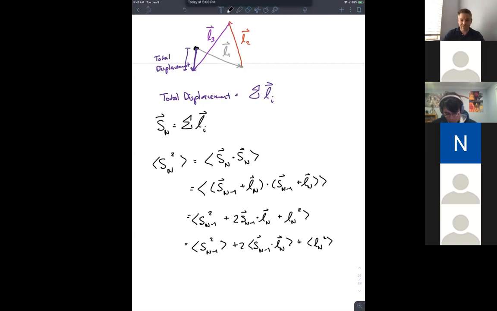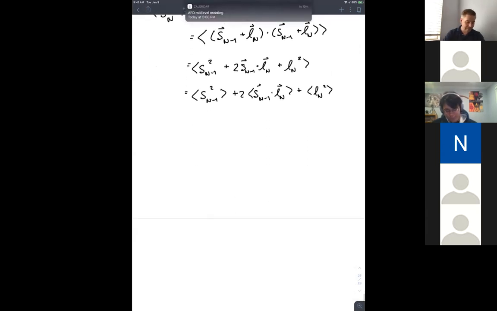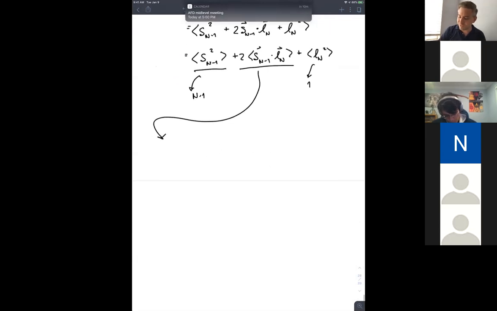So we're almost done here. Now again, we are going to assume what we did previously. This gives us n minus 1, because it's just a number at this point. Similarly, this is just a number. That gives us 1. So the only question is, what is this? We need to calculate s sub n minus 1 vector dot L sub n vector.